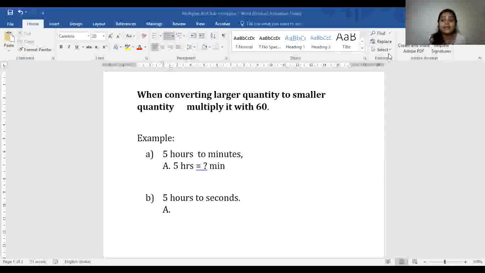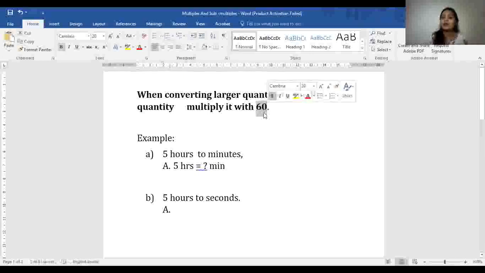Now, one of the basic things that you need to remember over here is whenever you are converting a larger quantity to a smaller quantity. Now, which is the larger quantity over here? When I say hours, minutes, and seconds, which is the larger quantity? Hours is the larger quantity. It is a bigger quantity as compared to minutes and seconds. And when I'm talking about minutes and seconds, which is the larger quantity? It is the minute. So now when I have to convert a larger quantity to a smaller quantity, always remember that we are going to multiply the larger quantity with 60. What are we going to multiply the larger quantity with? We are going to multiply it with 60. So now let's see some examples.